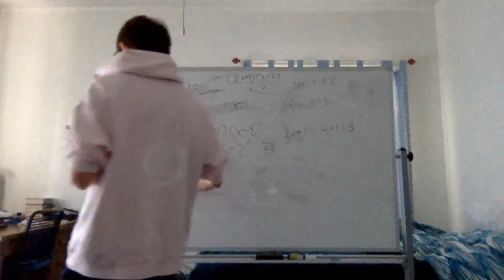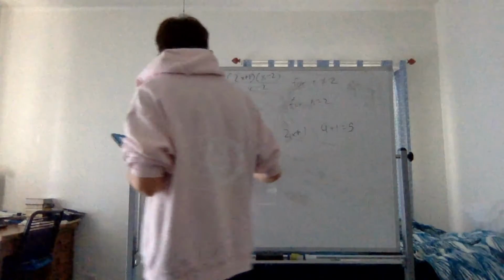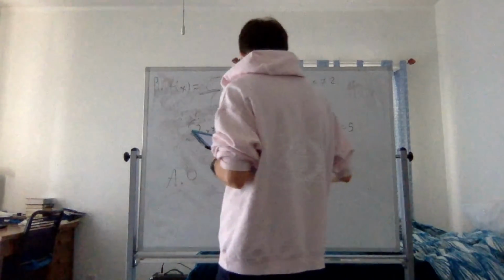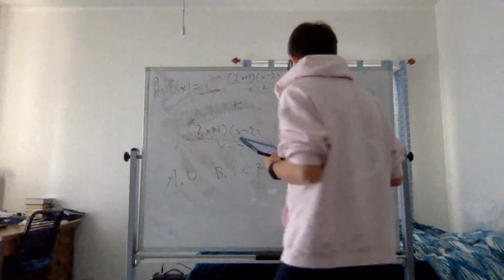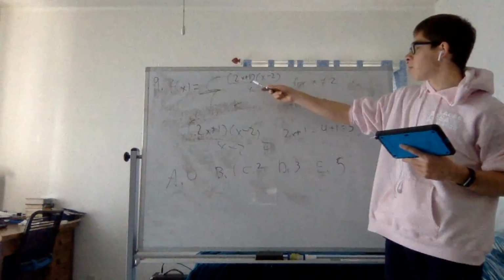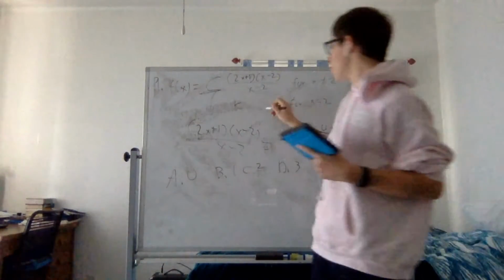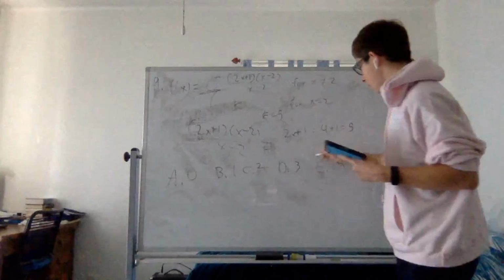And our answer choices for k were 0, 1, 2, 3, 5. So now we know that if we had 2 in here, the y value would be 5. So that means k has to equal 5. So that's answer choice E.